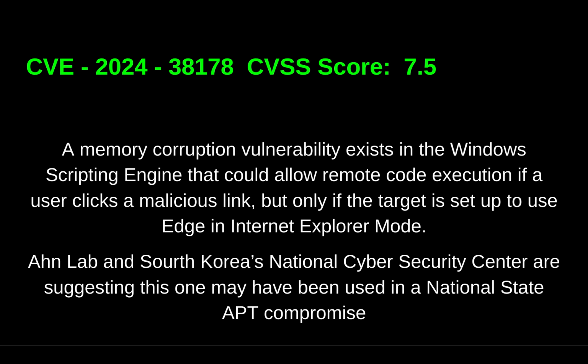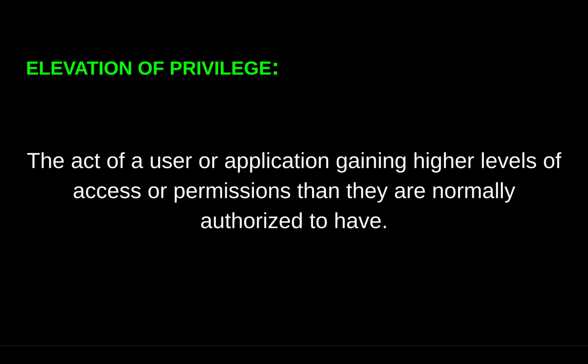So this is one that they know has been exploited already in the wild, and they're not saying too much, but you might be able to come across a few things and make some assumptions. Anyway, it's a memory corruption vulnerability that exists in Windows scripting engine. It allows remote code execution if a user clicks on a malicious link, but only if the target is set up to use Edge in Internet Explorer mode.